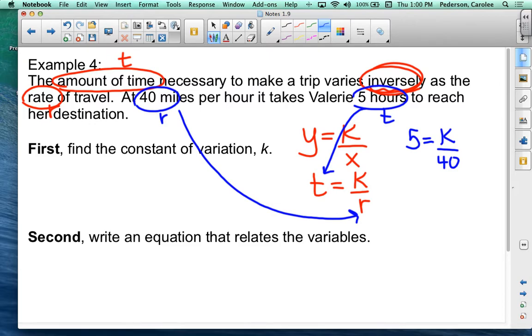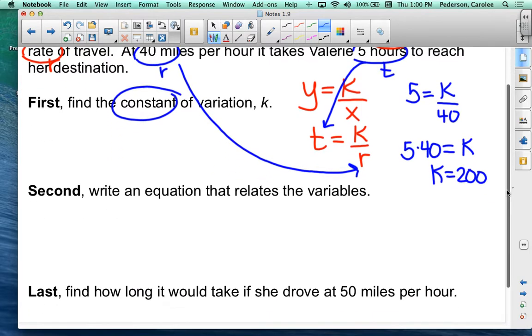So how do you solve an equation for k? Well, we have to get rid of that 40 in the denominator. So we're going to multiply both sides by 40. So 5 times 40 equals k. Plug it into our calculator and we get 200. Now this is our constant of variation.